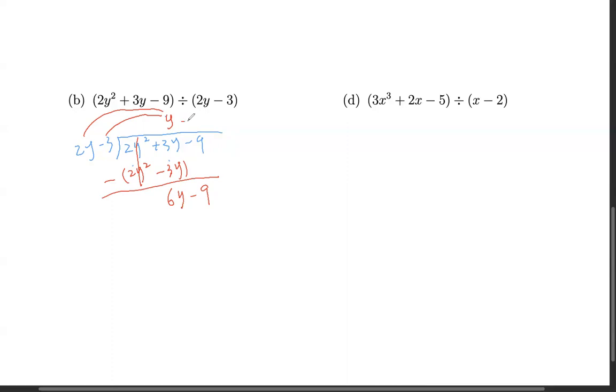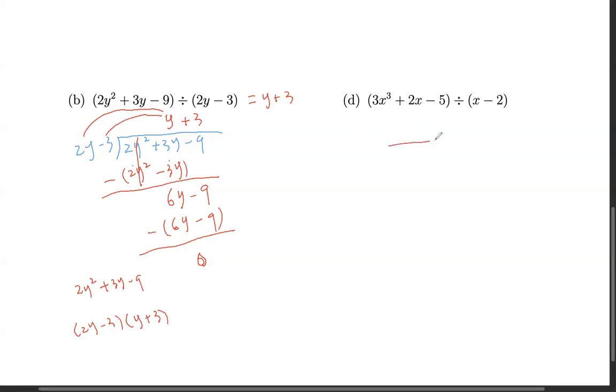Now we need to put a positive 3 here because 2y times 3 gives us 6y. Then negative 3 times positive 3, that's negative 9. Subtract, it is 0. So the answer is y plus 3. That means this one can be factored: 2y squared plus 3y minus 9 can be factored as 2y minus 3 times y plus 3. When the remainder is 0, that means the divisor and the quotient are factors of the dividend.